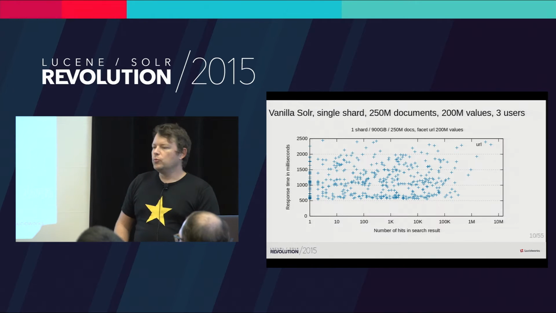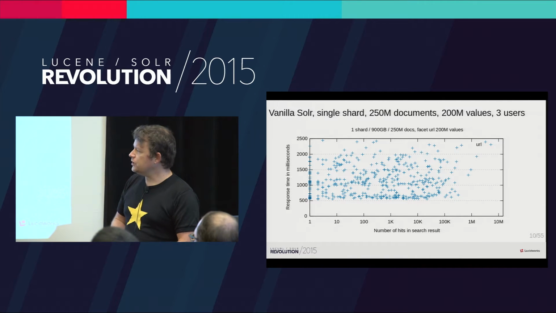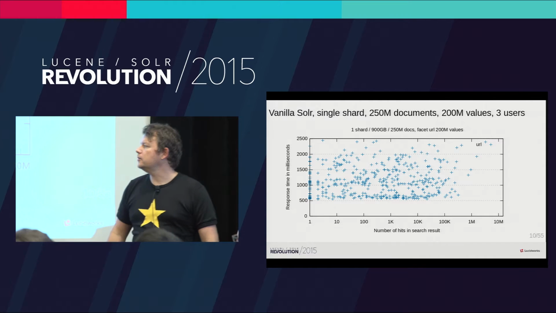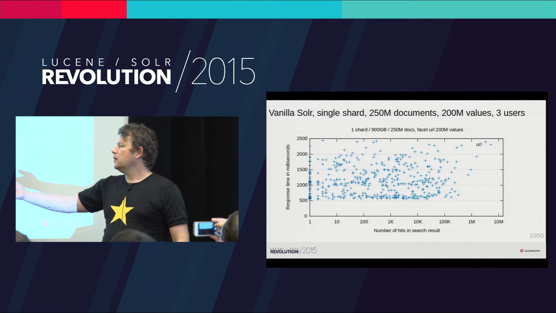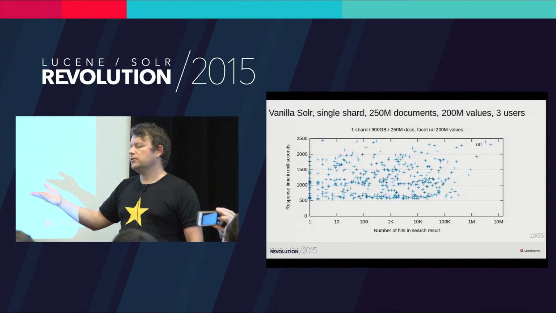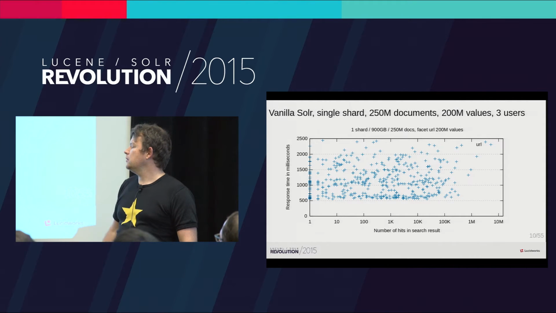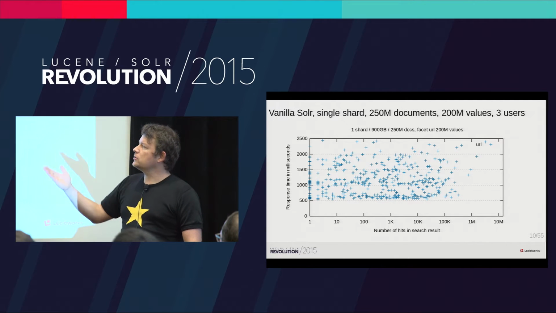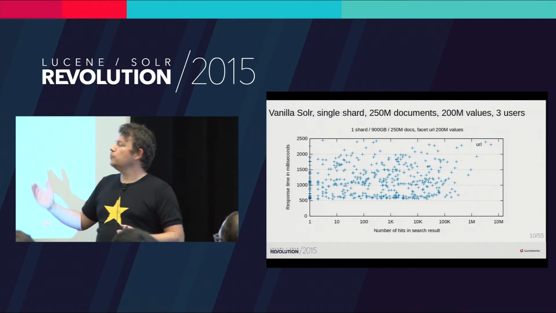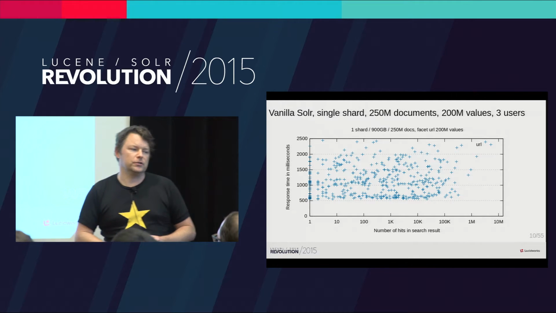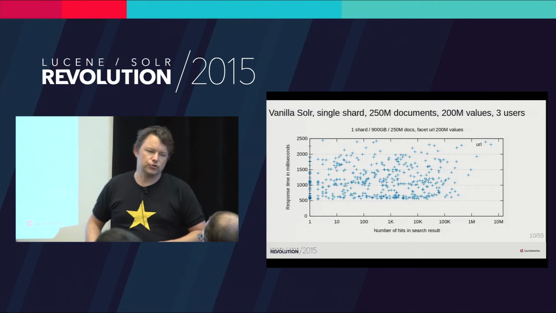So we get this. What you see here, this is my preferred way of illustrating this. On the x-axis, we have the size of the result set. So very few results on the left, a lot to the right because it's logarithmic. And on the y-scale, we have response time in milliseconds. So plain Solr, this is what happens when you do it. Kind of scattered, I would say.